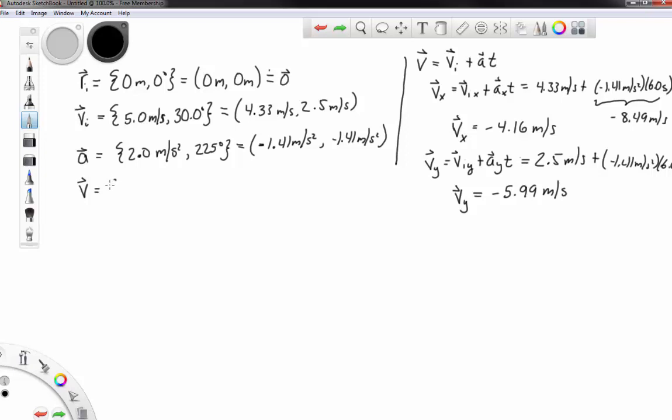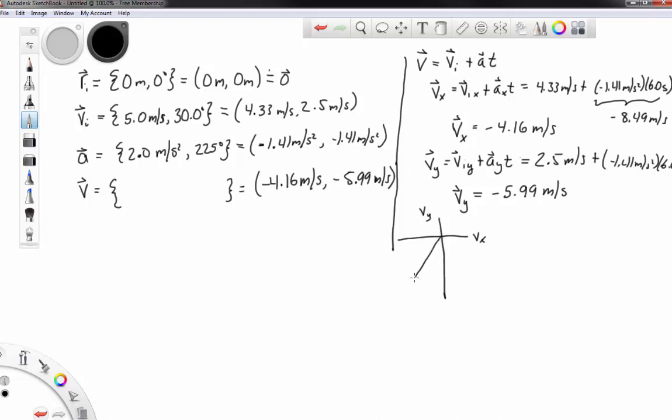So let's go ahead and put a little space for that here. So the final velocity is 4.16 meters per second, comma, minus 5.99 meters per second. Okay, now what needs to happen is we need to convert this over into the polar. So once again, we need a diagram, something like this. And this one right here is basically down in this quadrant. This is V final. This is Vx. This is Vy.